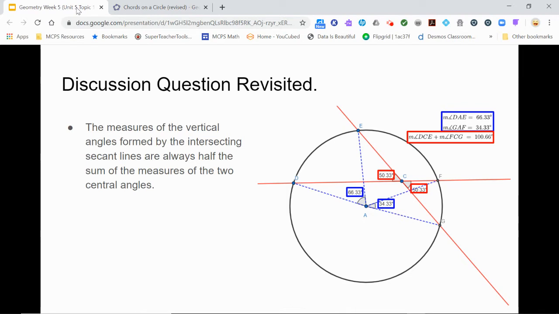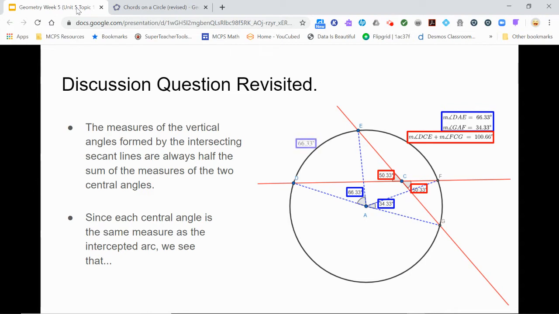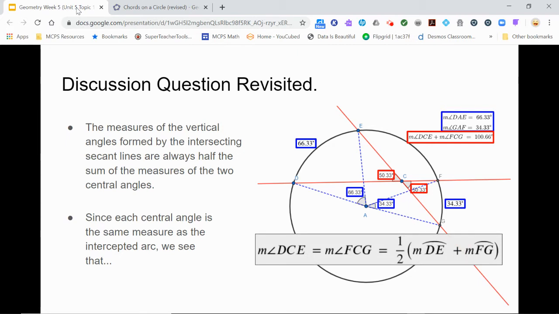And since each central angle is the same measure as the intercepted arc, in this case, the measure of arc ED is 66.33 degrees, and the measure of arc FG is 34.33 degrees. So the measure of angle DCE is equal to the measure of angle FCG, which equals half the sum of the measures of arcs DE and FG.